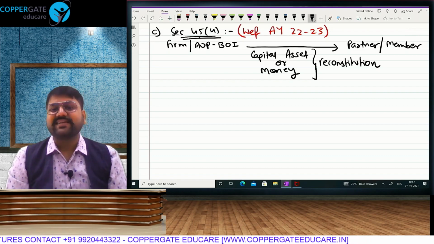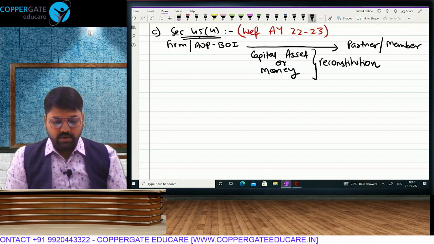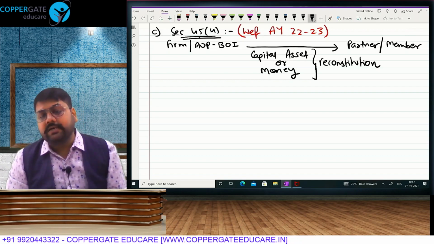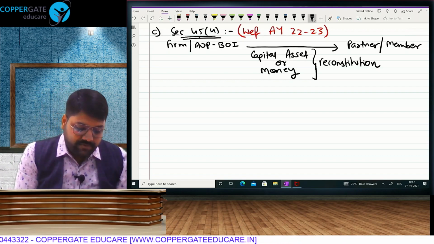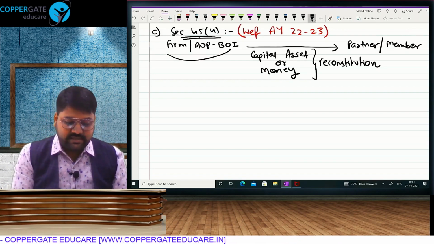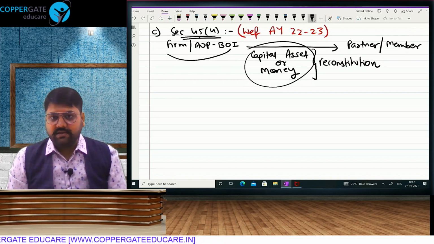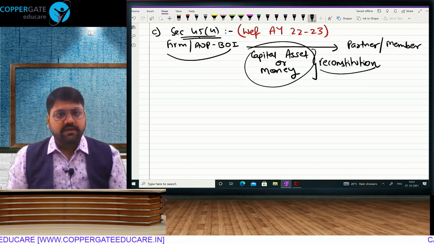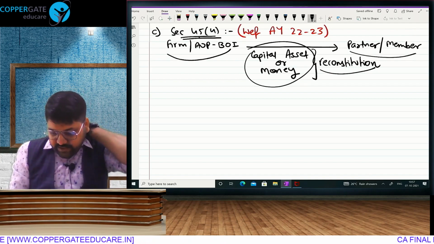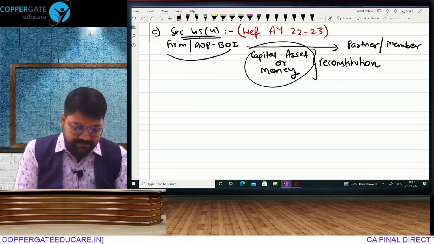Okay, but first let's understand the computation of 45(4). Before that, let's understand the applicability. Firm or AOP? What is the asset transferred? Capital asset or money? What is the occasion? Reconstitution. And the transferee is a partner or member.